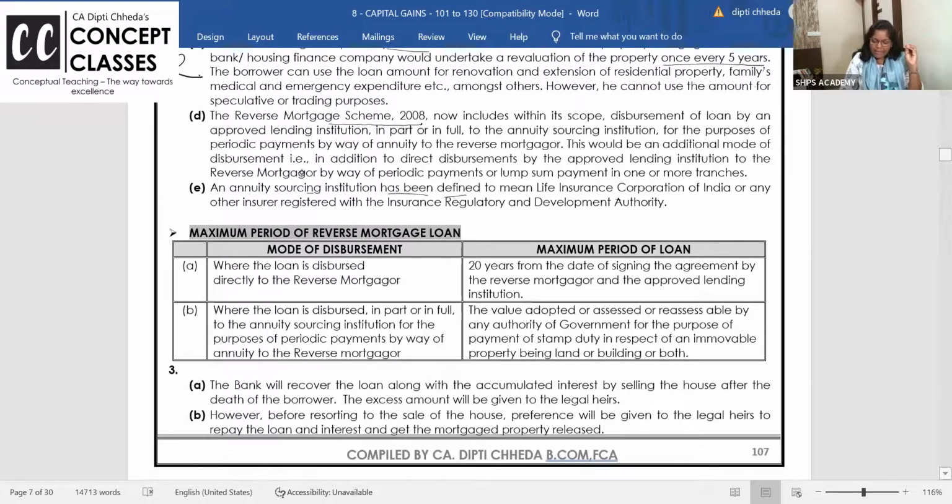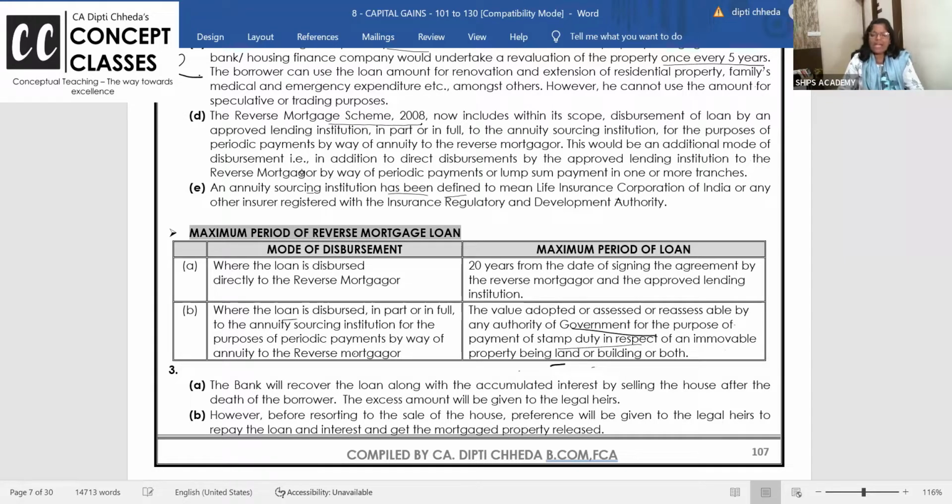Now, maximum period where the loan is disbursed directly to reverse mortgager 20 years from the date of signing the agreement. Maximum they'll give this all for 20 years. If 20 years the senior citizen is surviving, it will be closed. You have to repay the loan with interest and take back your house, or they'll mortgage the house, both options. Where the loan is disbursed in part or in full in annuity sourcing for the purpose, and all the value adopted or assessed by government for the purpose of stamp duty in immovable property being land and building.